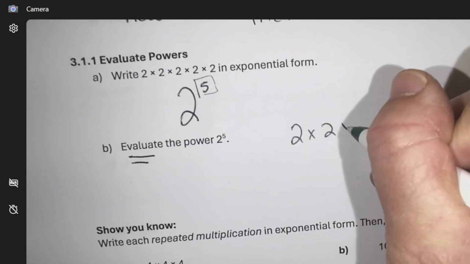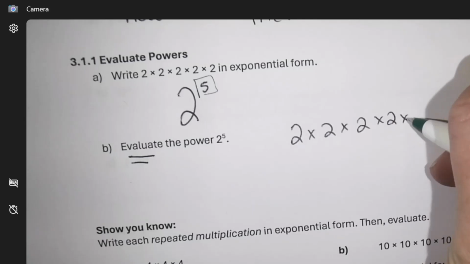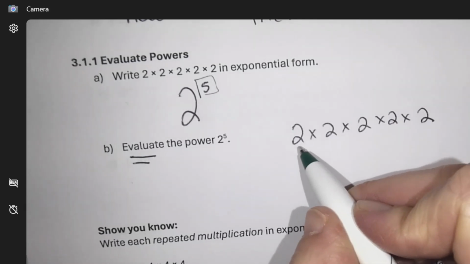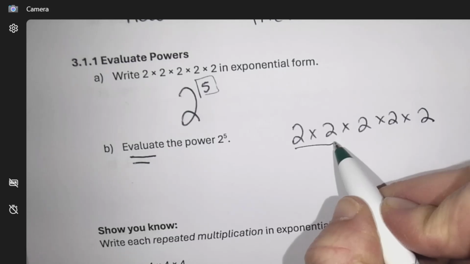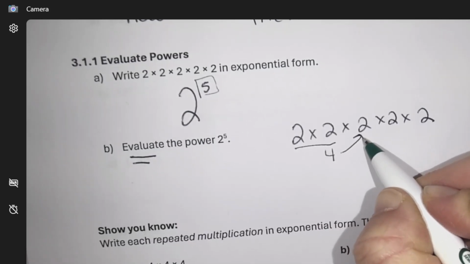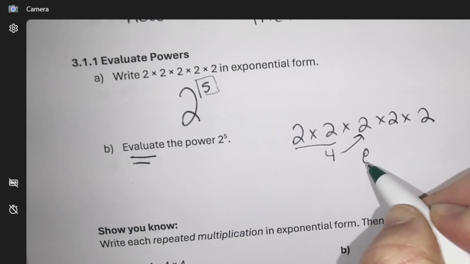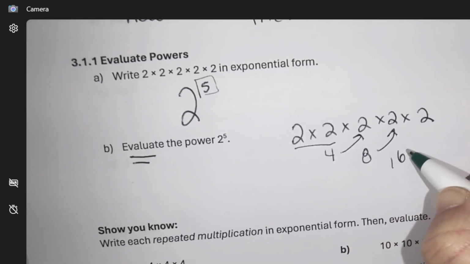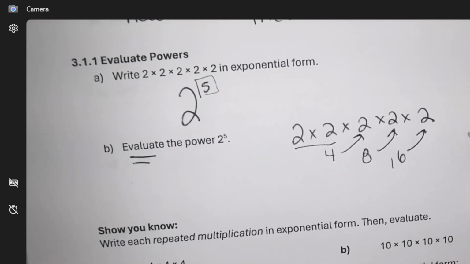30. Oh, how did you do that so fast? Okay. So here's what you can do. 2 times 2 first is a 4. Times by another 2, 8. Times it by another 2, 16. Times it by another 2.